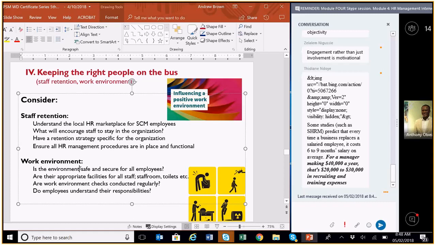The other aspect, which is a relatively simple one financially to think about, is the work environment. Is it safe and secure for all employees? Are there appropriate facilities? For example, staff room for having lunch, toilets, etc. And are there checks done regularly to ensure that they're kept appropriate? And do employees understand their own responsibilities when it comes to work environment and workplace safety? Again, in the work environment, a significant part, as we saw with the pathways, for staff to really be engaged and interested in their workplace, but it's something that we don't think about very often.